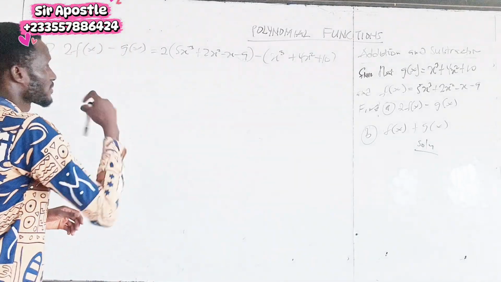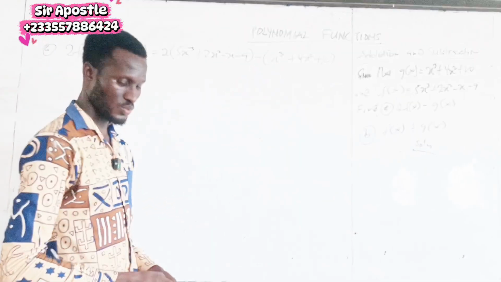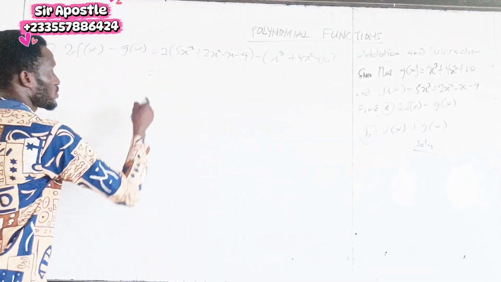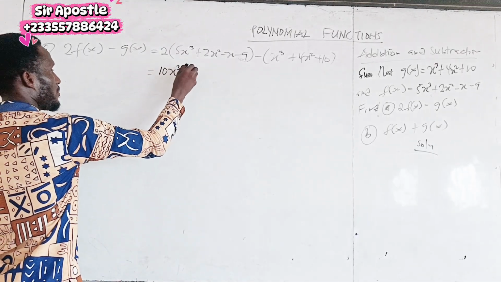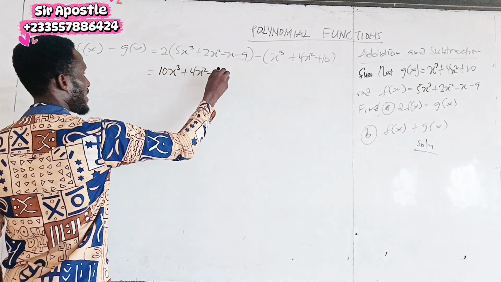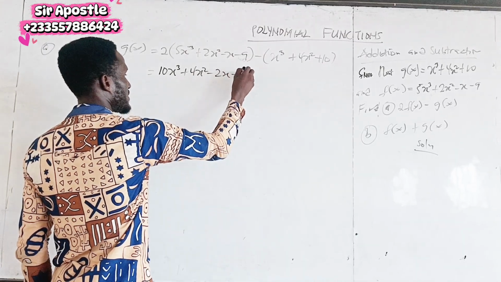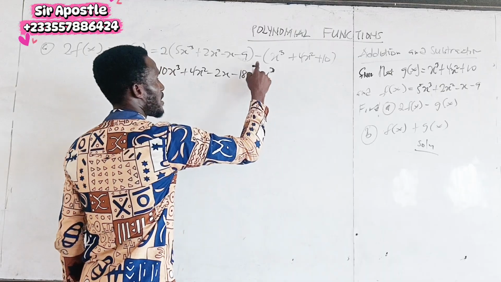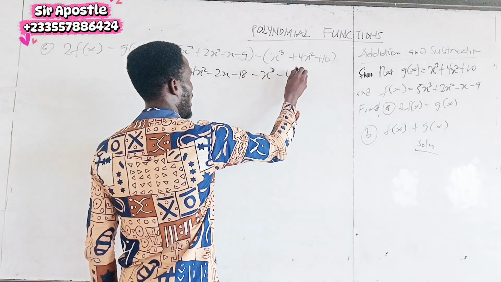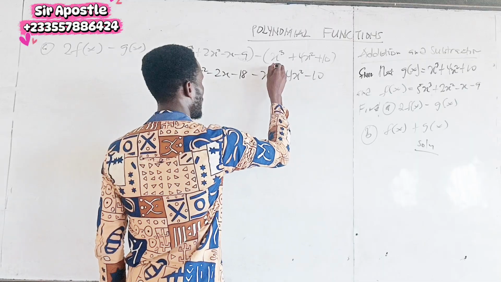Now let's solve. I'm going to expand this one, then I will subtract this one from it. So 2 times 5 will give us 10x exponent 3 plus 4x squared minus 2x. 2 times minus 9 will give us minus 18. Minus times this will give us minus x exponent 3. Minus times this one will give us minus 4x squared. Minus times plus will give us minus 10.